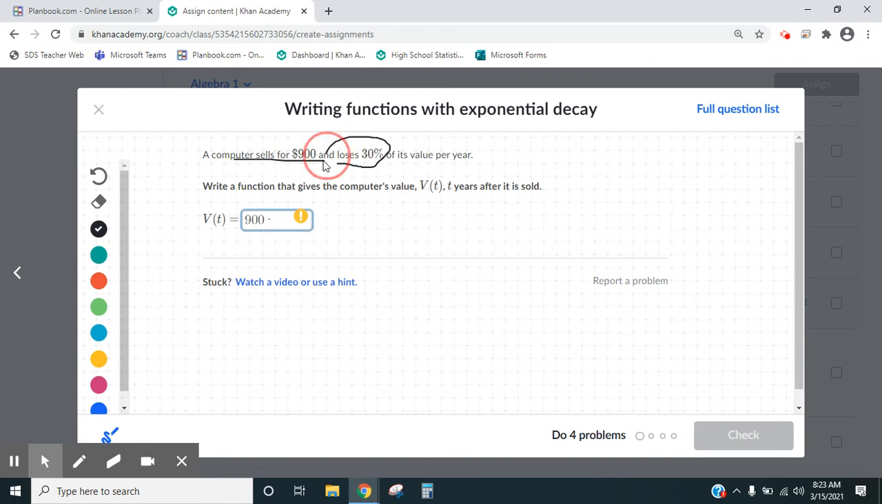Here's one clue. It says it loses 30%. Remember, I think I told you this the other day. What happens if you lose 30% of something? What percent is left over?